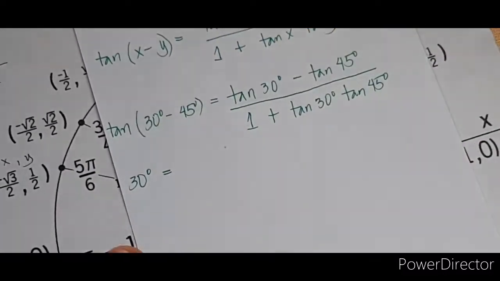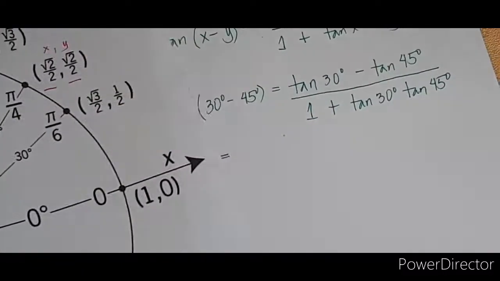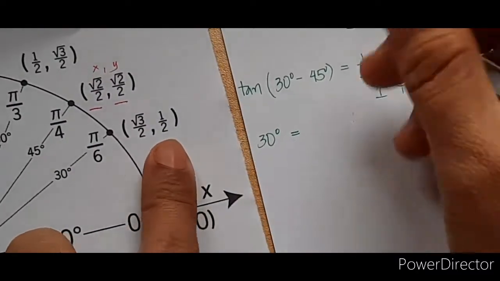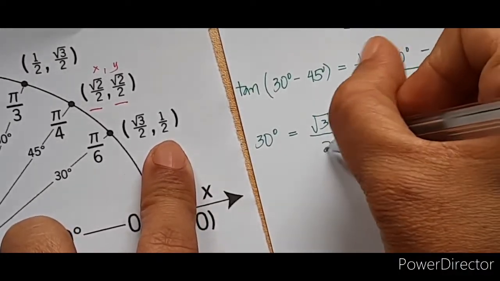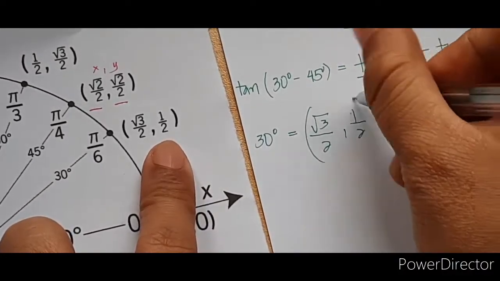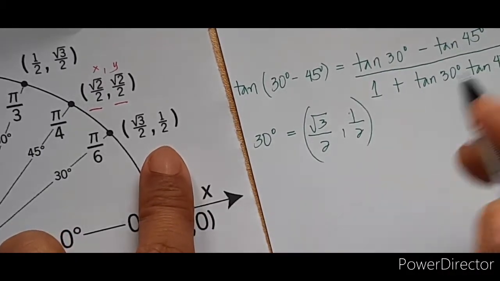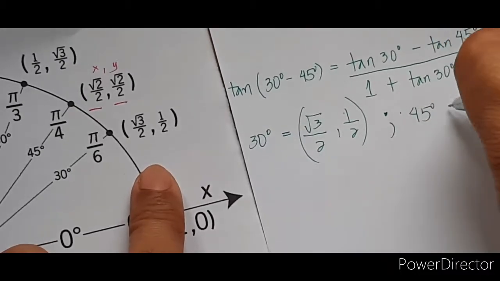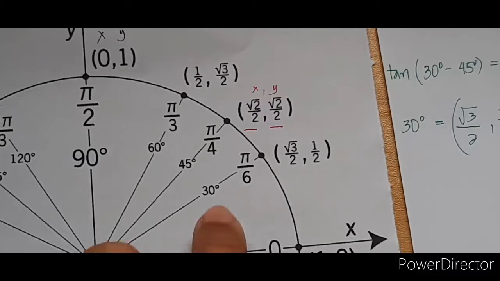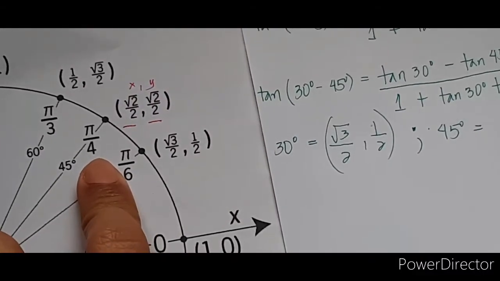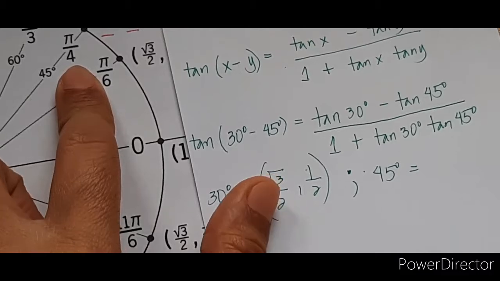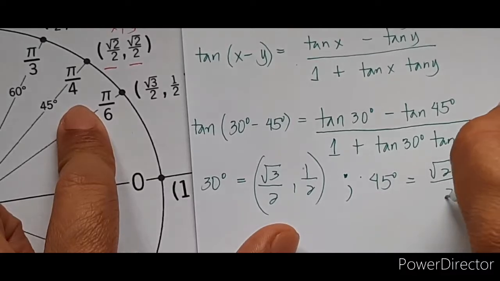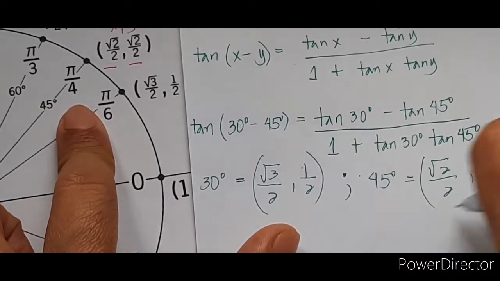And then the next thing is to look for the ratios of our angle measures or the coordinates. Okay? So, our 30 degrees has the coordinates square root of 3 over 2 and 1/2. Do not forget to enclose your coordinates with parentheses. And then we have for our 45 degrees, the coordinates are square root of 2 over 2 and square root of 2 over 2.